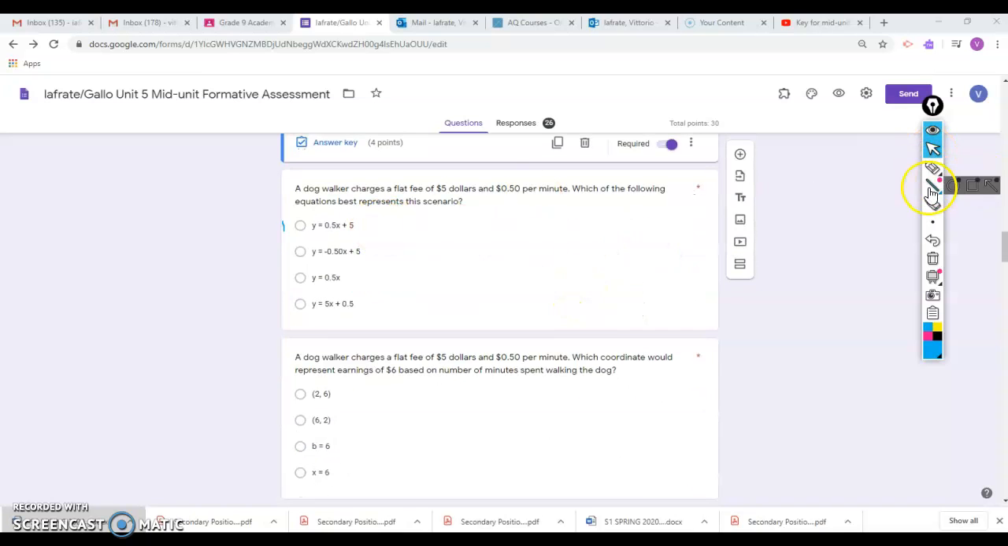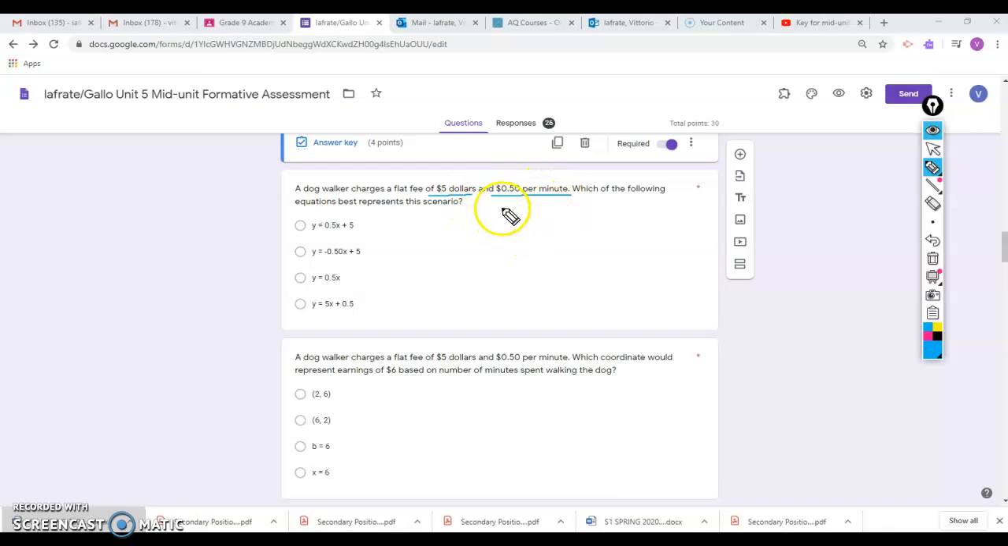Okay, we have a bit more of a word problem here. A dog walker charges a flat fee of $5, and 50 cents per minute. So that's basically half of $1. Which of the following equations best represents this scenario?